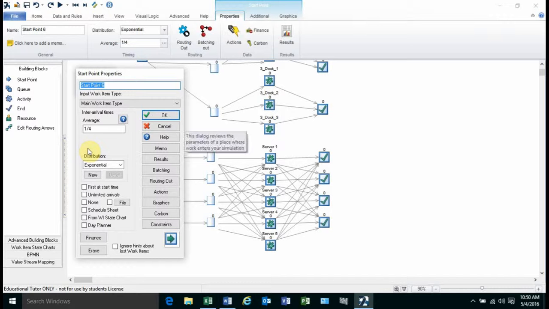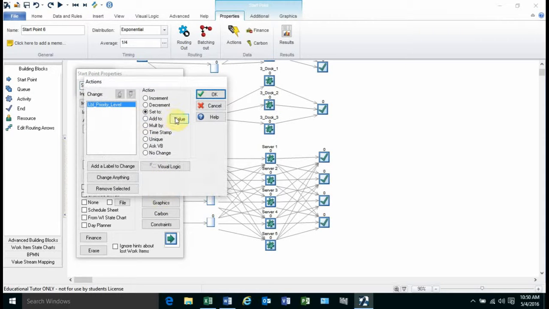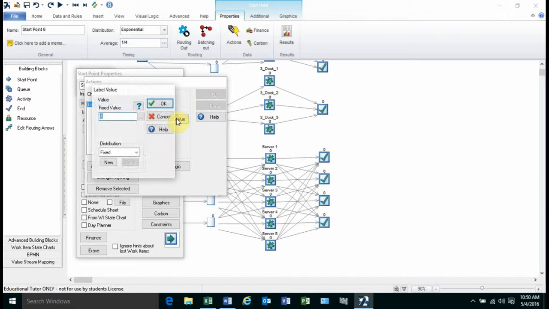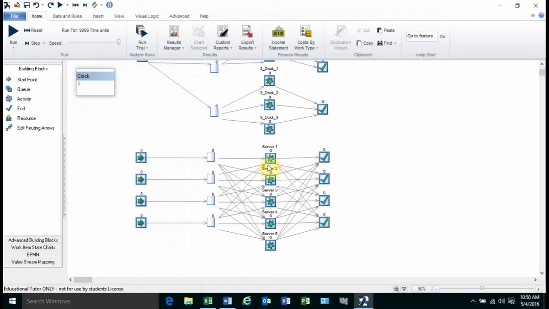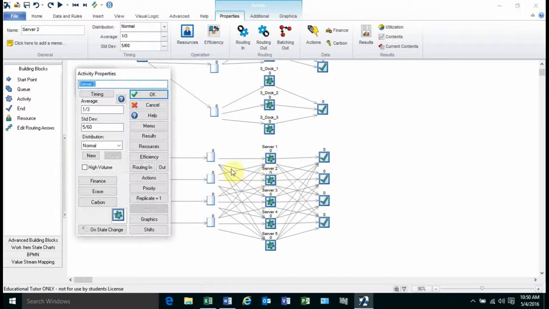Yes, so they show up every quarter of an hour. Now, when they show up, for all of these, I have a label I've created under actions, or label actions, depending on the version of Excel. And for this last one, that label is set to 4. And then on my servers, all of my servers, when I route, well, first of all, it's a normal distribution.